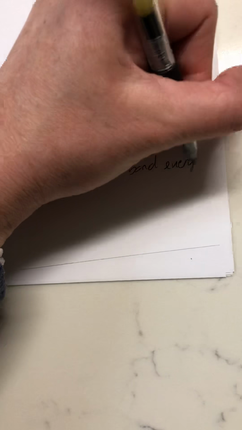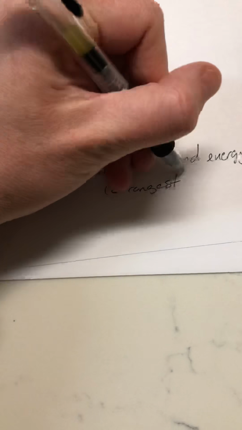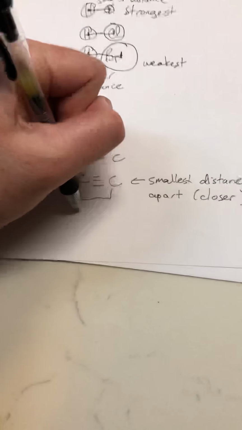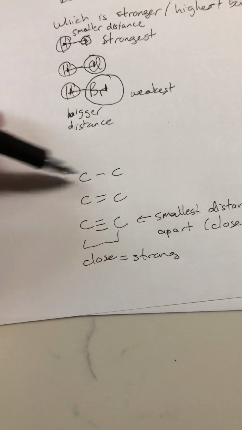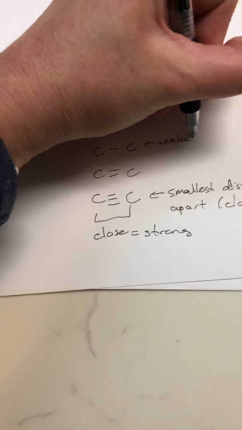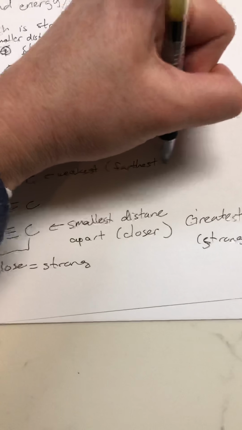Therefore, these guys have the greatest bond energy. And they're the strongest. So if they're close together, close equals strong. Whereas these guys are just farther apart. It's a single bond, they're farther apart. This would be the weakest. Weakest because they're the farthest apart.